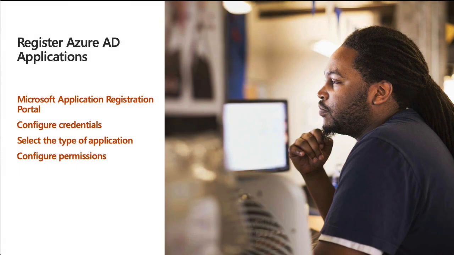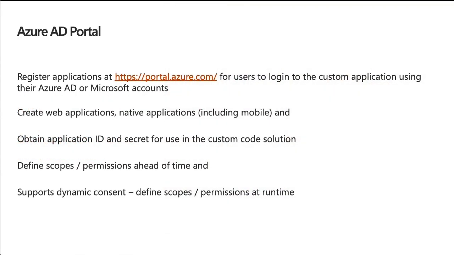So specifically, we're going to look at the registration of our application using the Azure AD portal. We're going to then show you how to create and configure your credentials and how to select the type of the application and then how to configure all of your permissions.